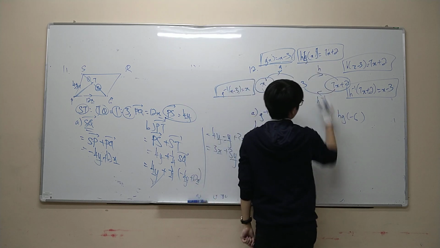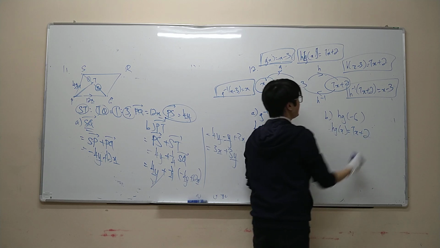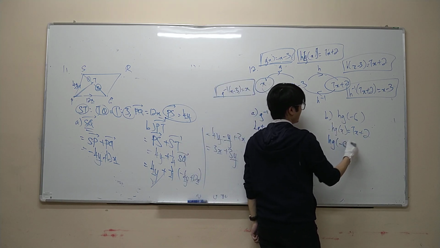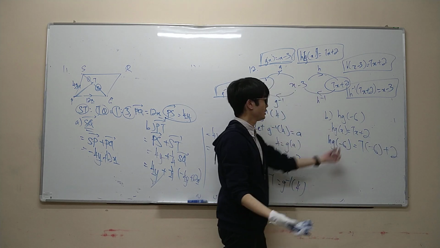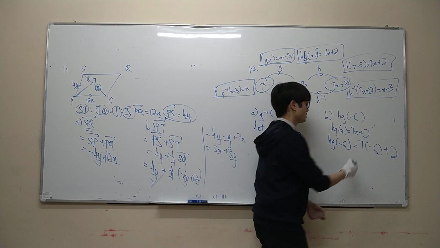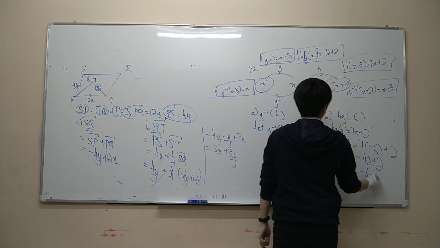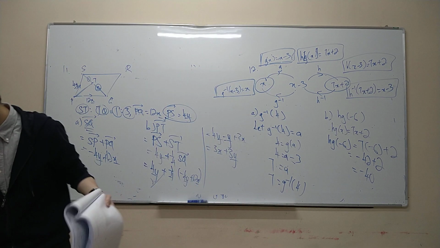So if you already know HGX is 7x plus 2, then HG negative 6 is simple already. Because hg negative 6 is just 7 times negative 6 plus 2, just because the x changes to negative 6. So it will be negative 42 plus 2, so it will be negative 40. Alright? So that is the answer.